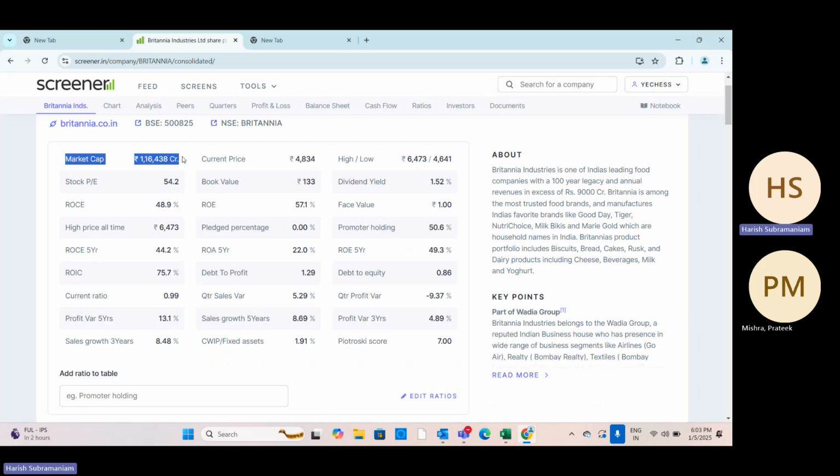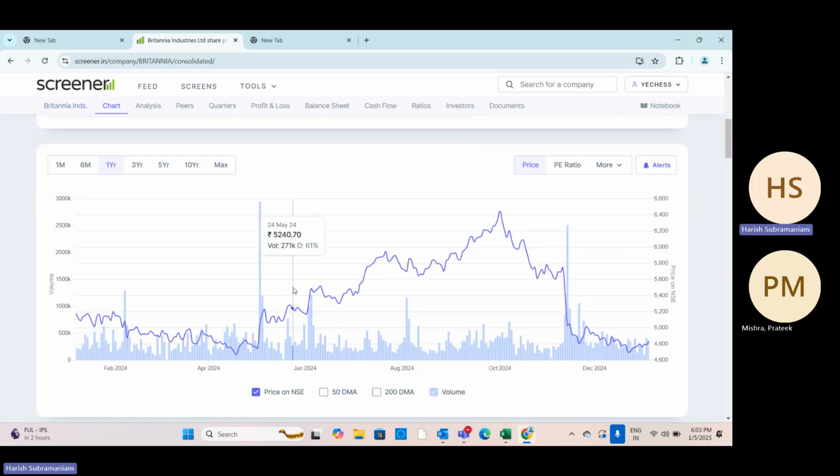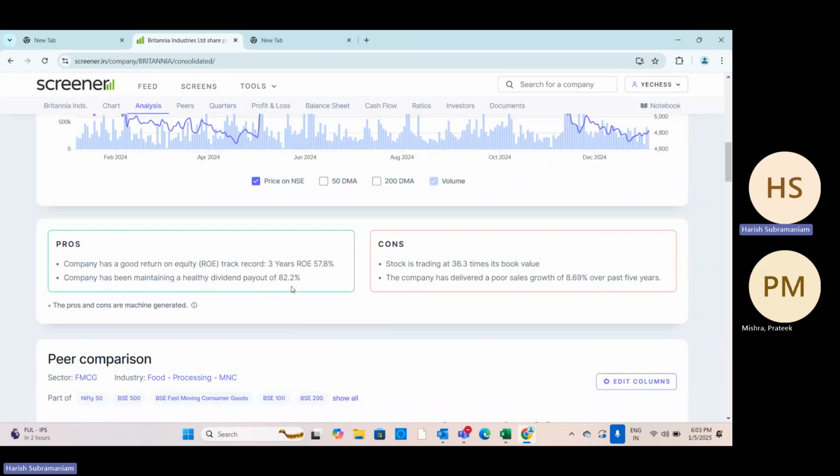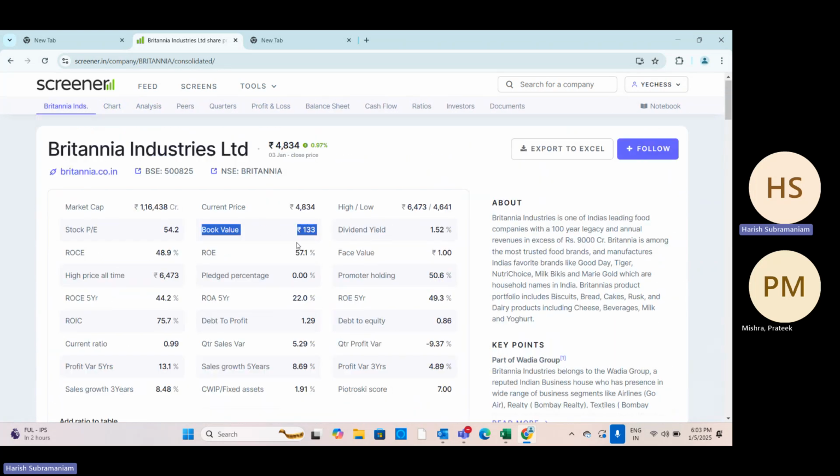Market cap, we know what it is: number of shares into the share price of each share, which gives the total value of the company. What is the current price, high, low, what the stock PE we know. What is the book value? Book value is nothing but, in the balance sheet, what is the shareholders' equity. Over here in the balance sheet, that is the book value and the book value per share.